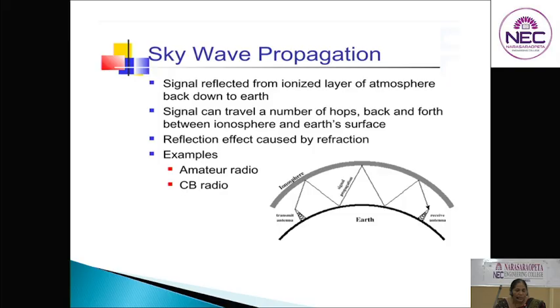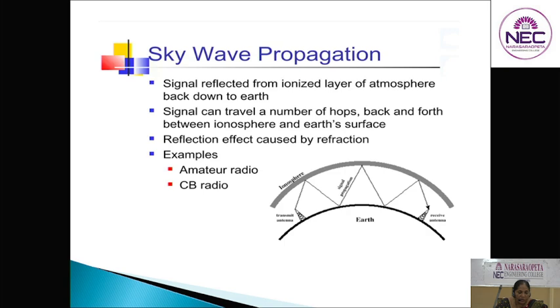Next, sky wave propagation. The signal is reflected from the ionized layer of the atmosphere back down to earth. The signal can travel a number of hops back and forth between the ionosphere and the earth's surface. Hopping is nothing but the signal propagating between the two layers. The reflection effect is caused by refraction. Here we have two concepts, reflection and refraction. Reflection is the signal being reflected back to earth, and refraction is the wave propagating from one layer to another layer.